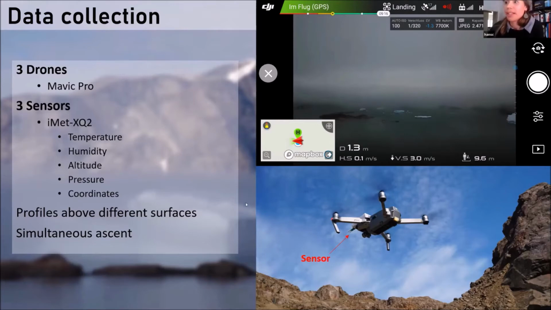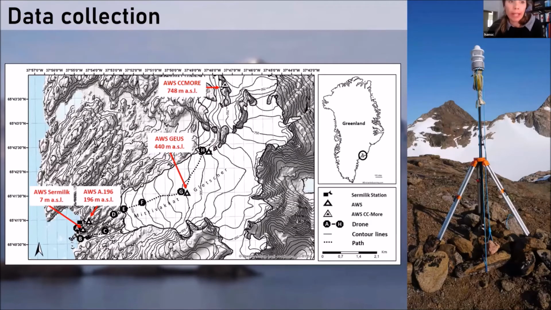And here's our research area, and here's again the station Sermelik. The dashed line was our walking path, and the points where we collected the profiles are indicated with letters A to H. We took the profiles always at the same points, of course.